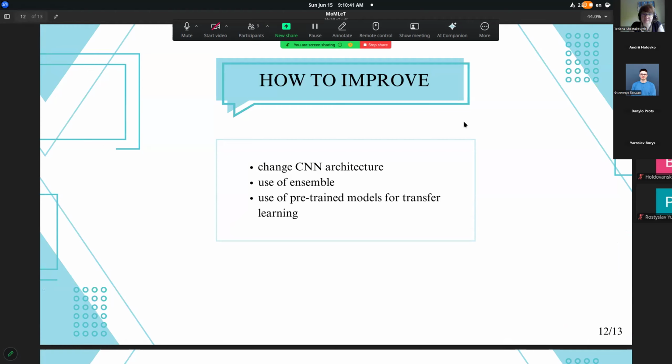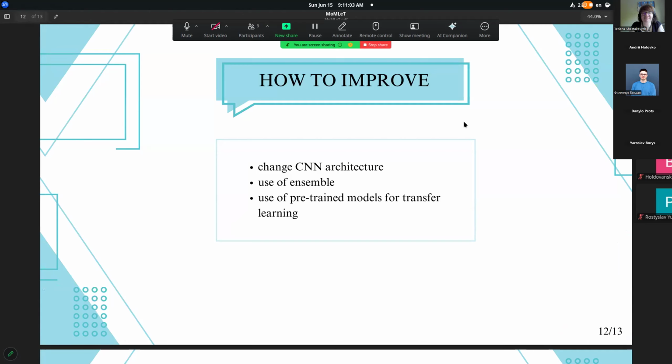Because while 3x3 is quite balanced, it may miss some smaller objects or larger objects. The second way is to implement an ensemble, or even to study styles, like teaching how to distinguish.